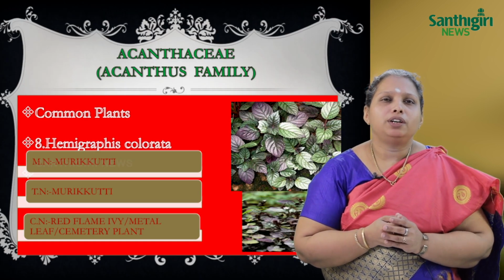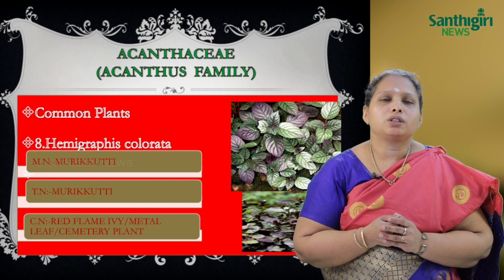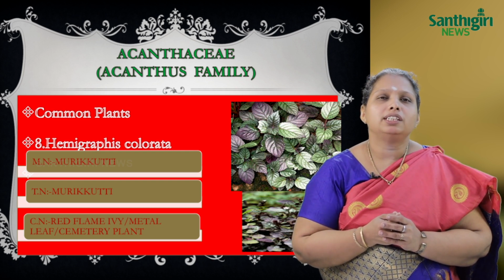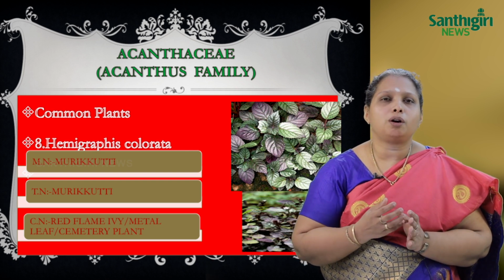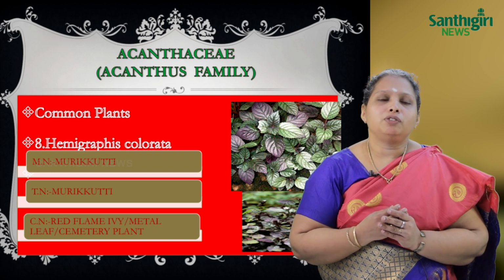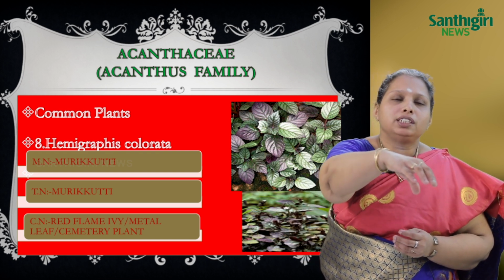Next plant is Murikuti. Its botanical name is Hemigraphis colorata. Three common names are found. That is red flame ivy, where ivy means it grows prostrate here and there over a large area. Then cemetery plant or metal leaf plant. That is all about Hemigraphis colorata.